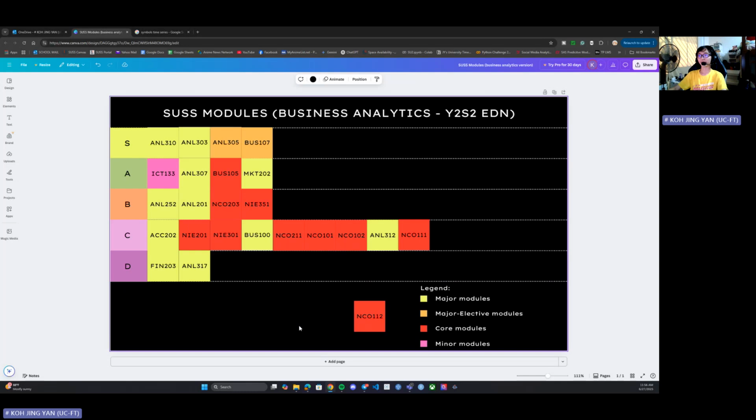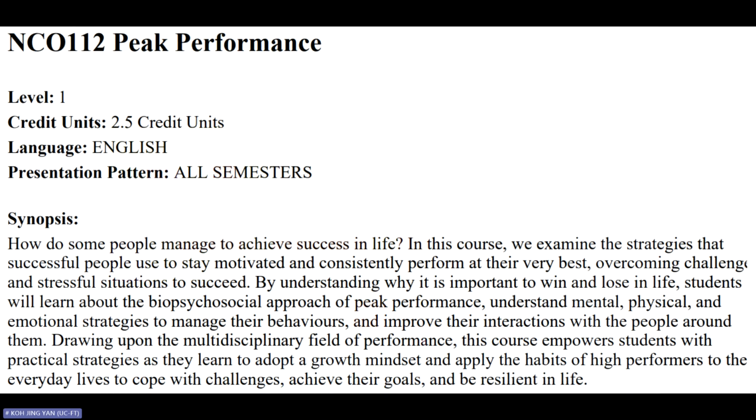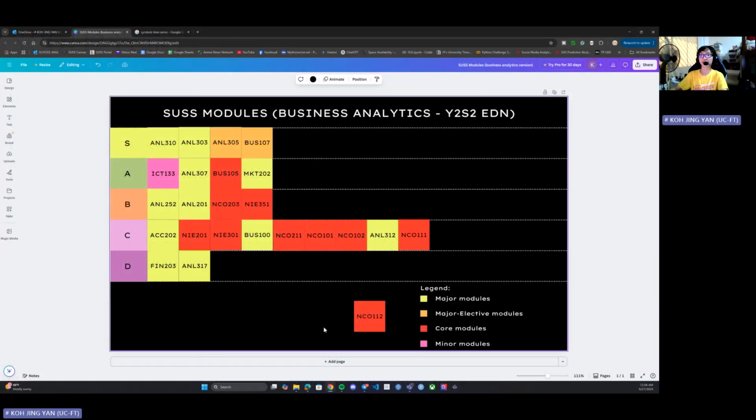Now lastly, I'll get to learn about the NCO 112, which is peak performance, a module that I took in the summer semester. 2.5 CU module lah. So this one is mainly a sequel from your NCO 111, which is living and learning in the what world again? I kind of forgot about the module name lah, but it's a sequel from this 111. Then you can take either 112 or NCO 113, which is something about groups. Kind of forgot about that.